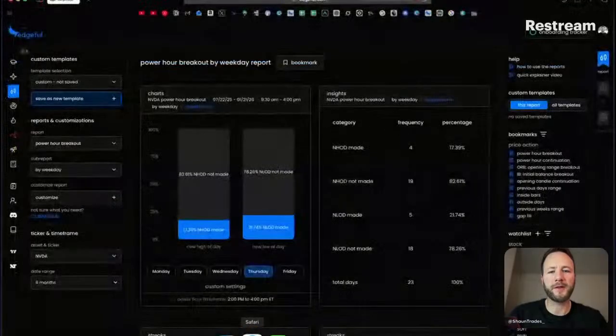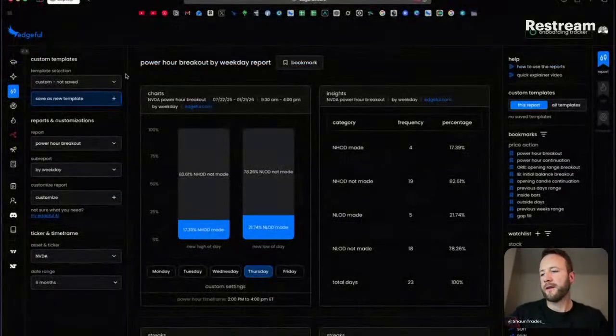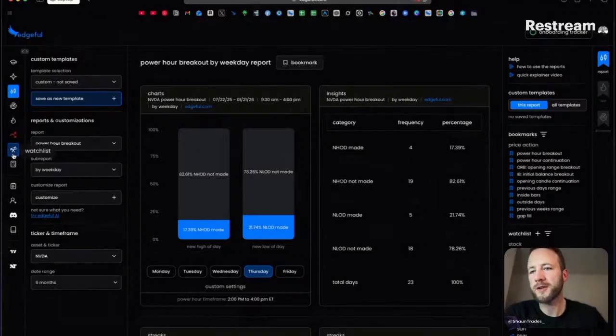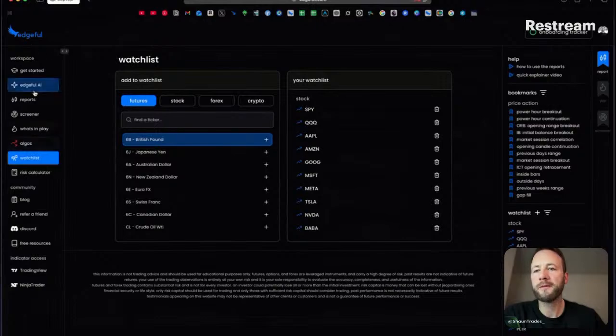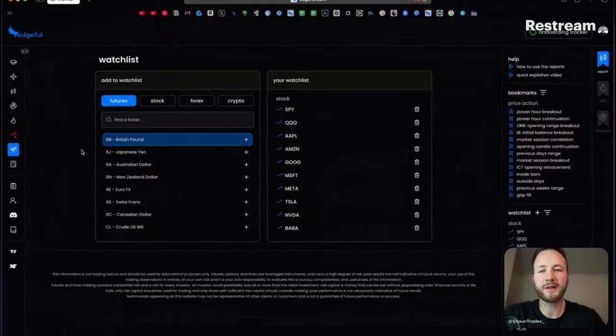Another thing you can do on Edgefull is play around with the watch list section. So on the left side of the screen here, you've got this little telescope. Alternatively, you can actually tap on the little arrows here in the top left-hand corner. And then you've got all the titles there for the tabs. But today we're going to be looking at the watch list. I say today. Right now we're going to be looking at the watch list.